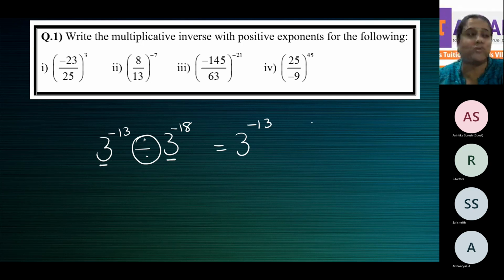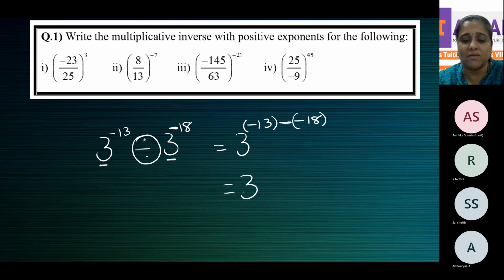Look at the board, all of you. Please listen. Write the powers, minus 13 and minus 18. You need to subtract the powers, so insert a minus sign between the powers. You shouldn't say that this 18 already has a minus sign, so why minus again? 3 to the power minus 13 is the first power, the second one is minus 18. You need to take a minus sign between them. Subtract the powers.